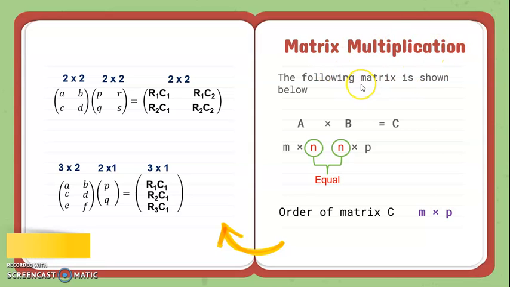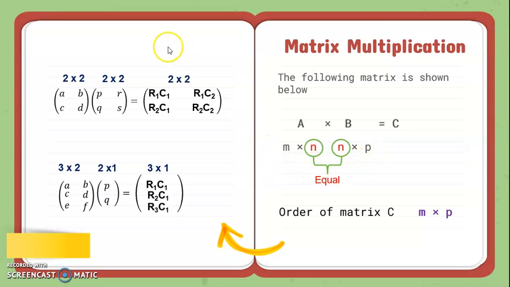So how can we solve matrix multiplication? For example, there are two matrices, matrix A multiplied with matrix B. The first step is to write down the order of the matrix. For matrix A you have order m by n, and for matrix B you have n by p. From here you'll see that the middle number, the column of A, must equal the row of B. If it is equal, the multiplication is valid. So we can write the order of matrix C, which is the product, as m by p.